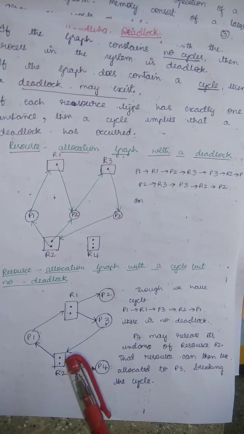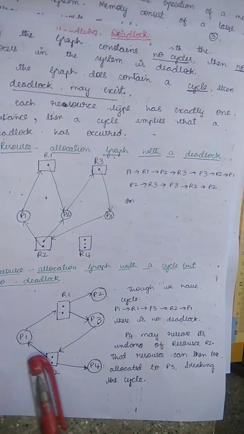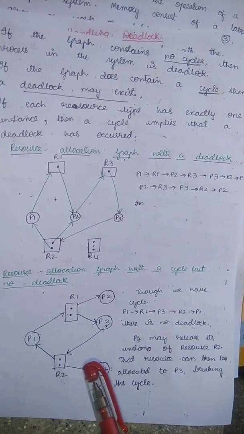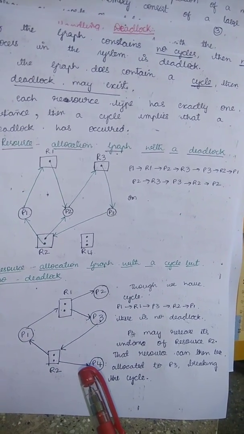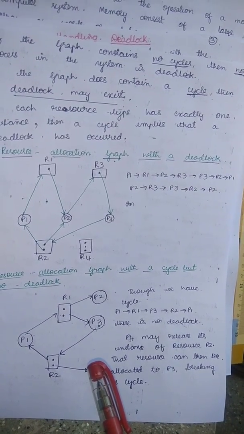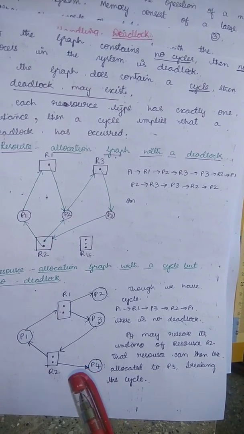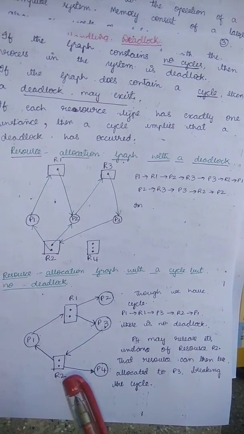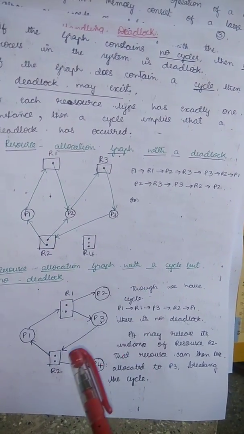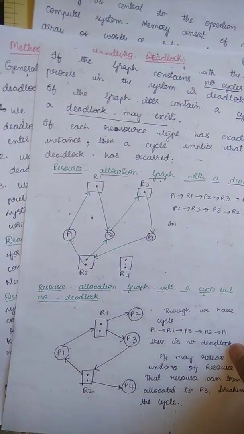P3 is requesting R2. R2 has granted the request to P4 and P1. Now if you see here, a cycle has been formed but there is no deadlock. Why? Because P4 is allocated R2 but P4 is not requesting any other resources. As soon as P4 completes its job, it is going to release the resource. Now the resource can be allocated to P3. So though there is a cycle, the deadlock has not occurred.